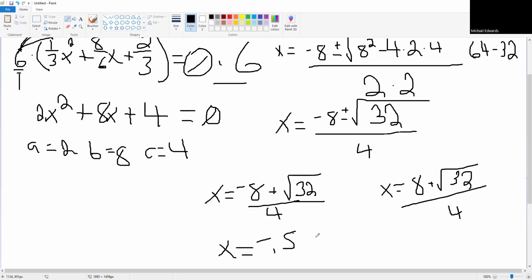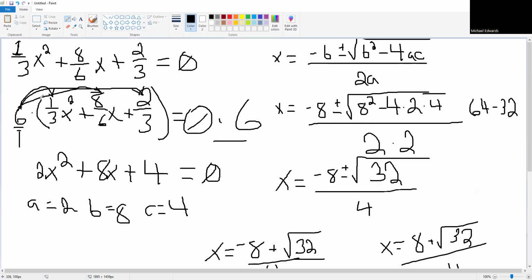So this would be x equals about -0.59 if you round. And the same thing with this one. You would get x equals about -3.41. Not to be confused with 3.14. All right. So we solved that one by killing the fractions.